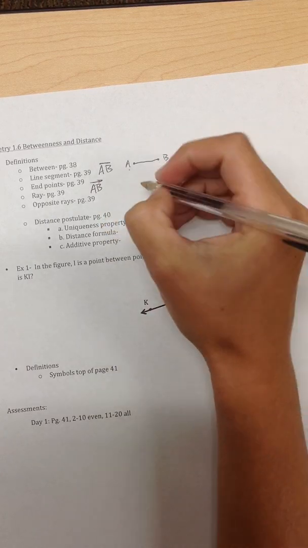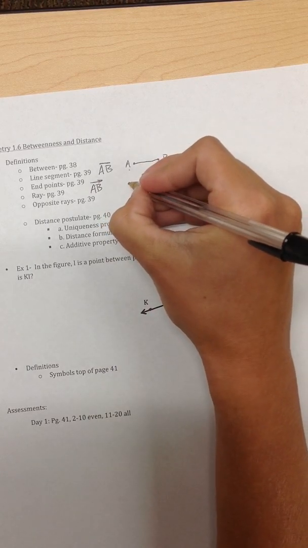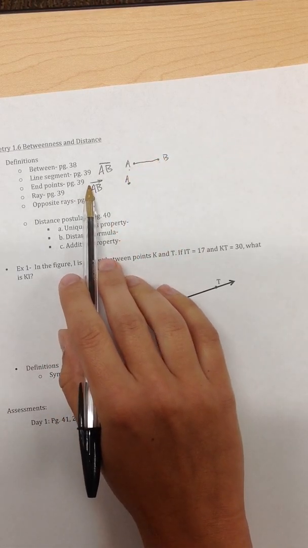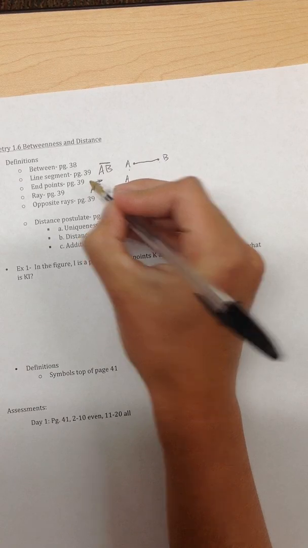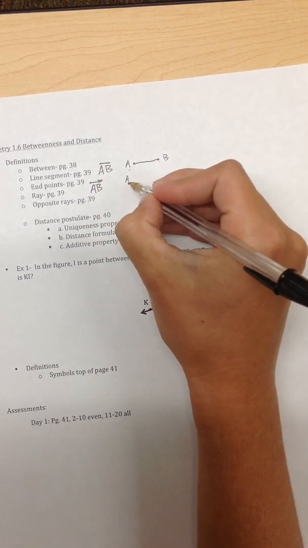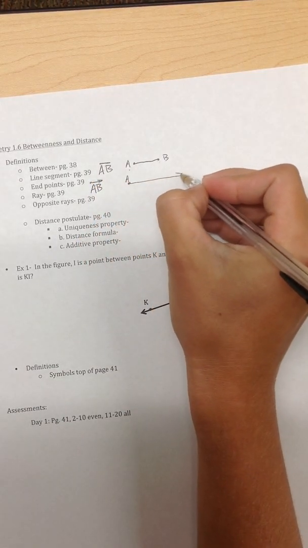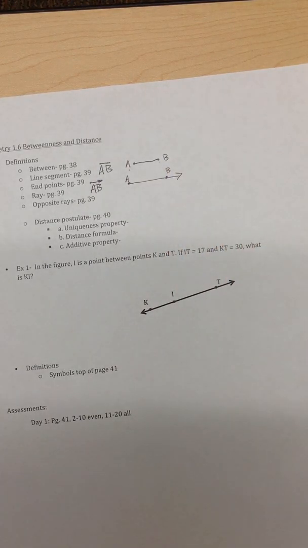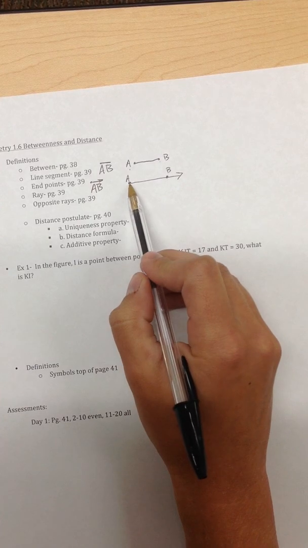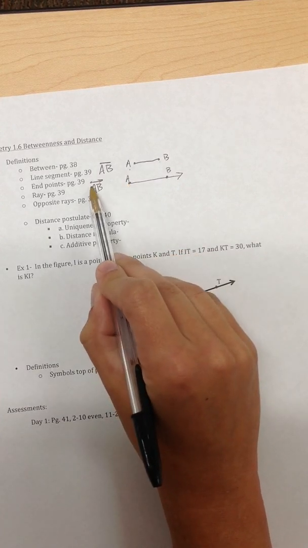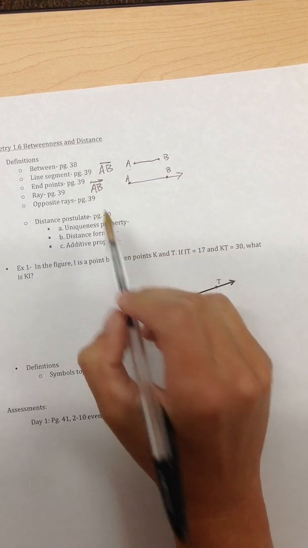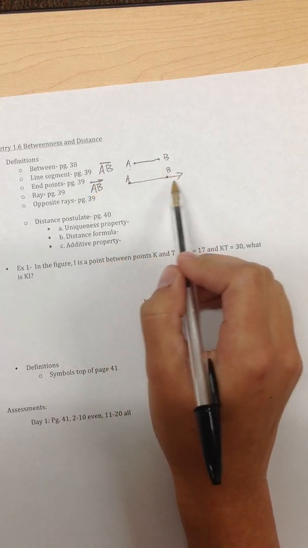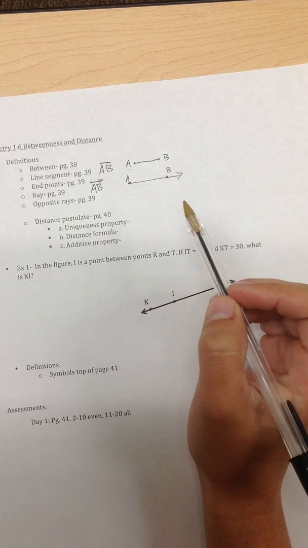A picture of this would be an endpoint at A, and we know A is the endpoint because that's the one that doesn't have an arrow over top of it. Then it's going in one direction forever through the point B. So the ray has an endpoint at A, because that's what we're starting with, and we're going all the way through B. That would be a ray.